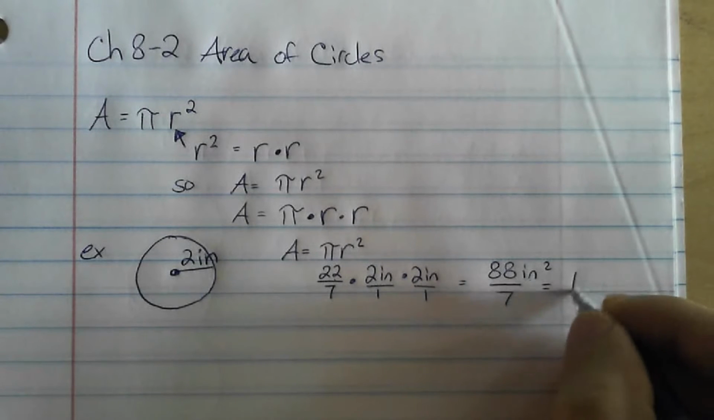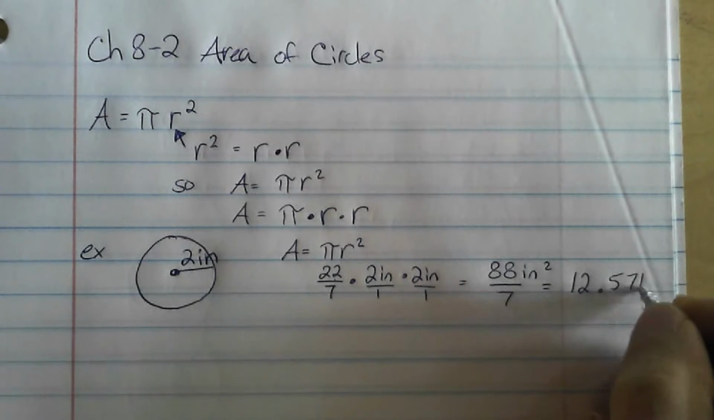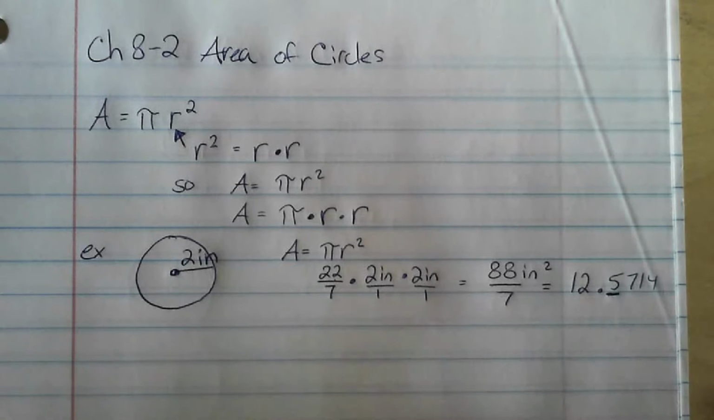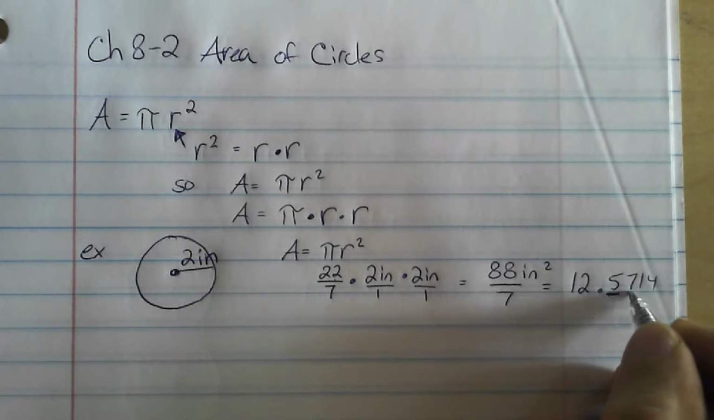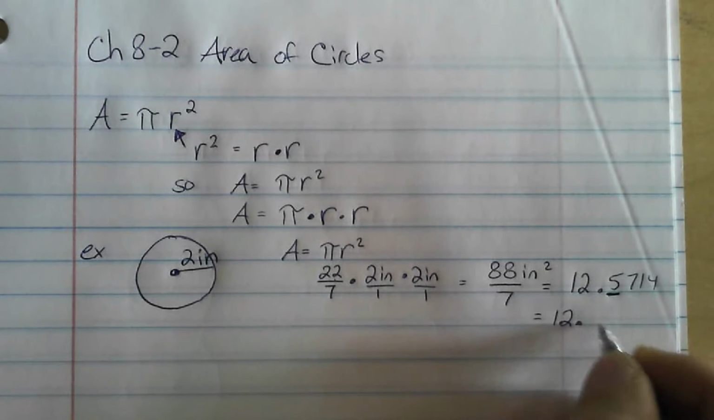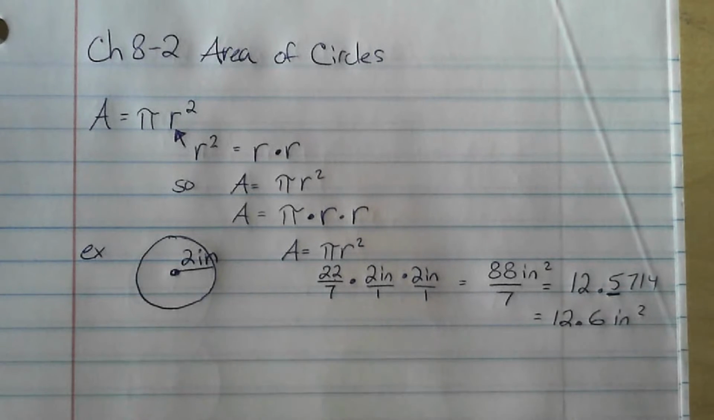88 divided by 7, and our calculator is going to come up to 12.5714. And if I wanted to round this to the nearest tenth, let's say, there's the tenth place right there, so I look to the right. If it's 5 or more, I add 1 to this tenth place. Since it is, this is going to round to 12.6. Remember, your units were inches squared.